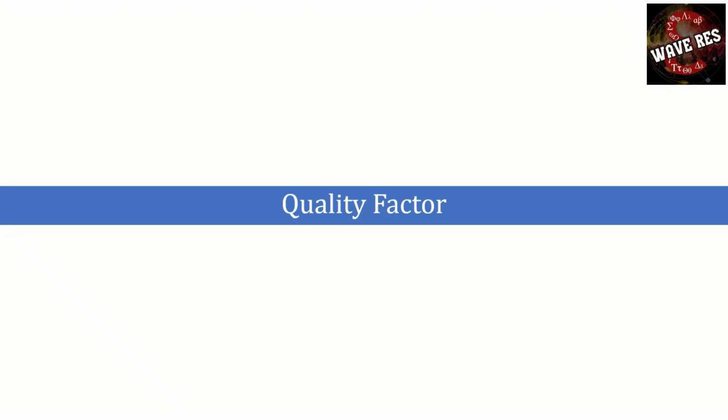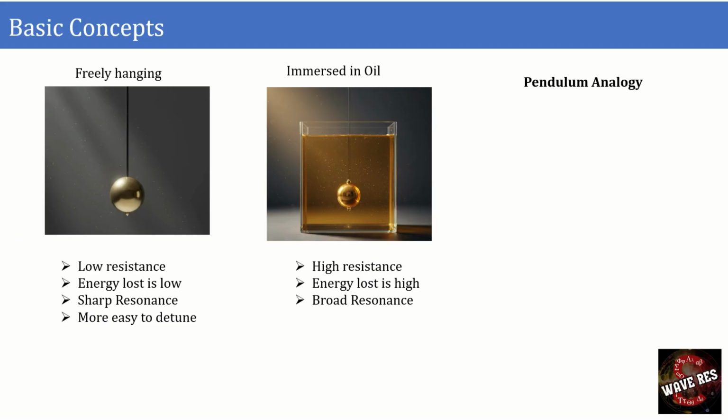In this video, we are going to explore what is meant by the quality factor of the antenna. So let's start with a pendulum analogy. This is a common example which is used to explain the quality factor of the antenna. Consider two cases. In the first case, the pendulum is freely hanging. There is no medium, as it is in air. And in the second case, the pendulum is immersed in oil.